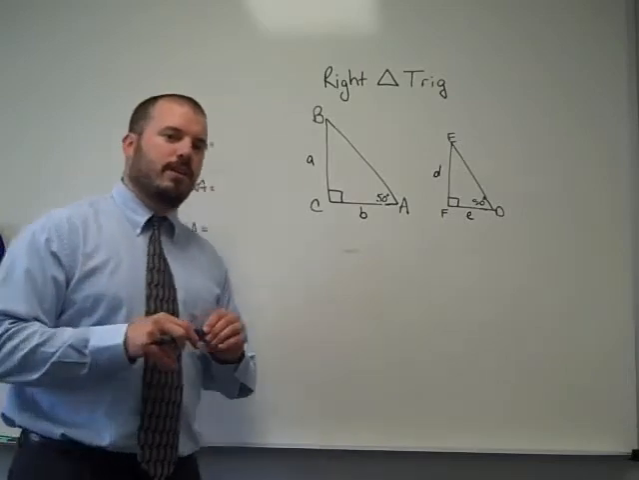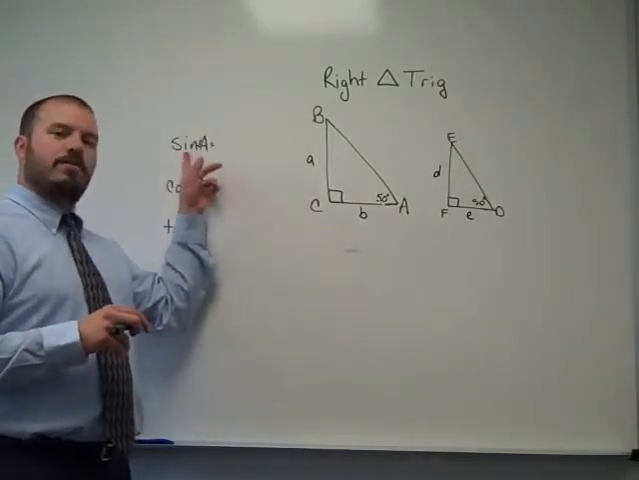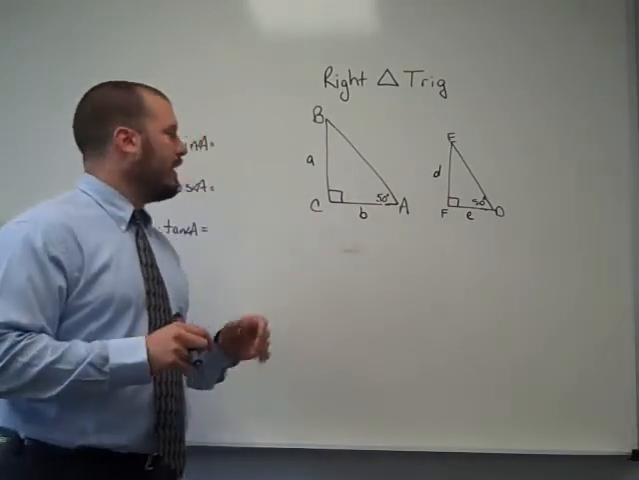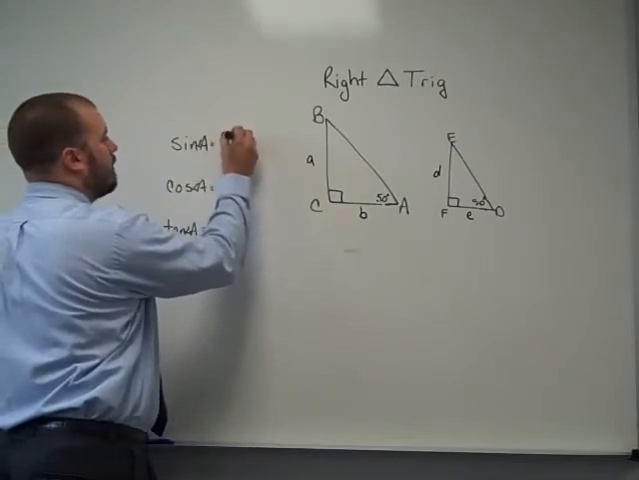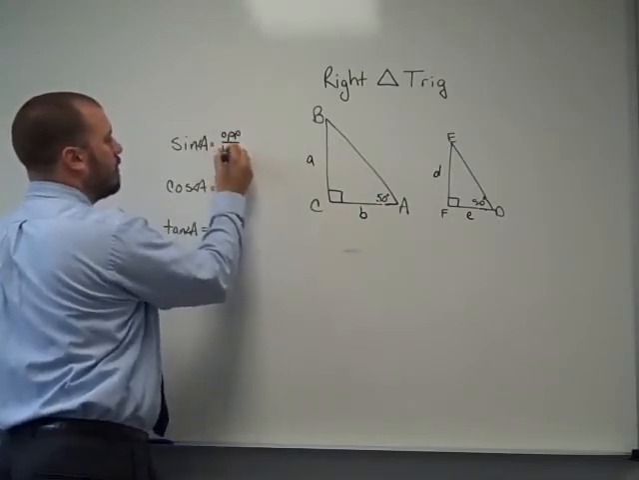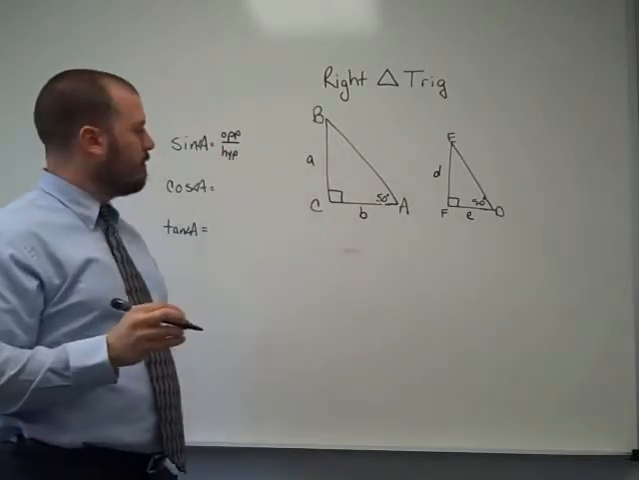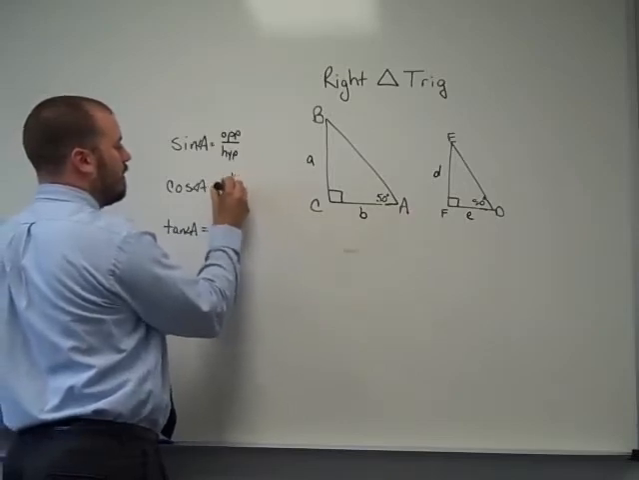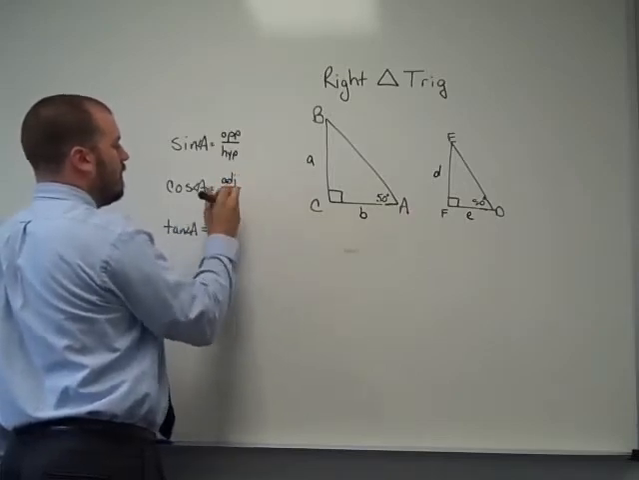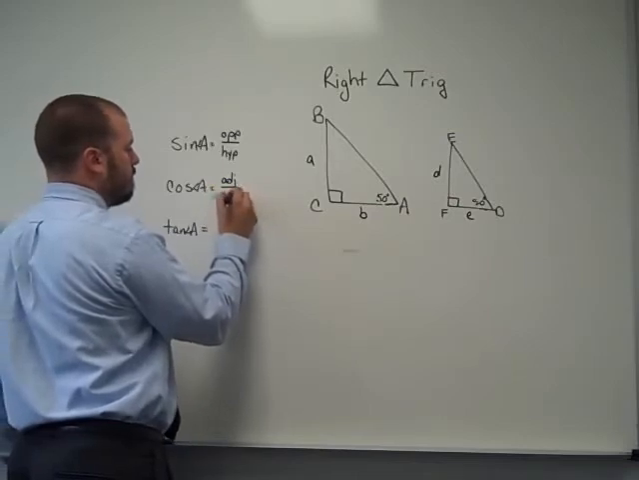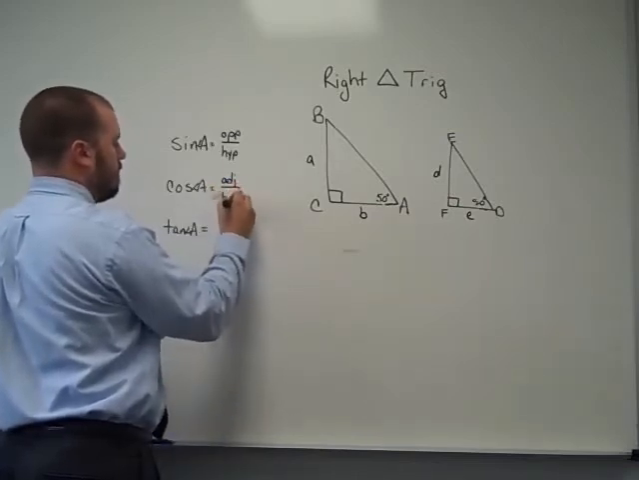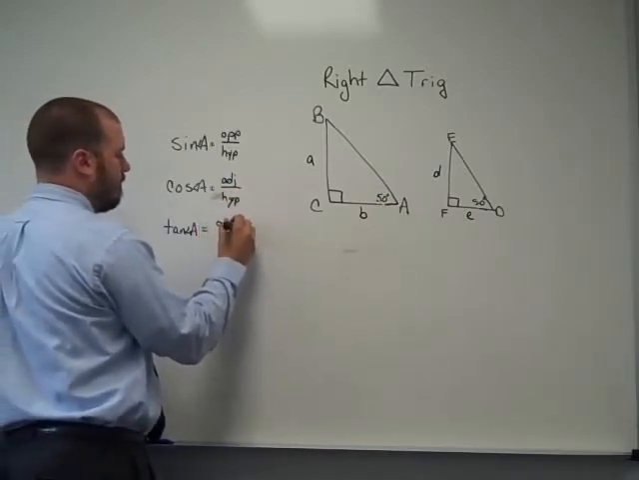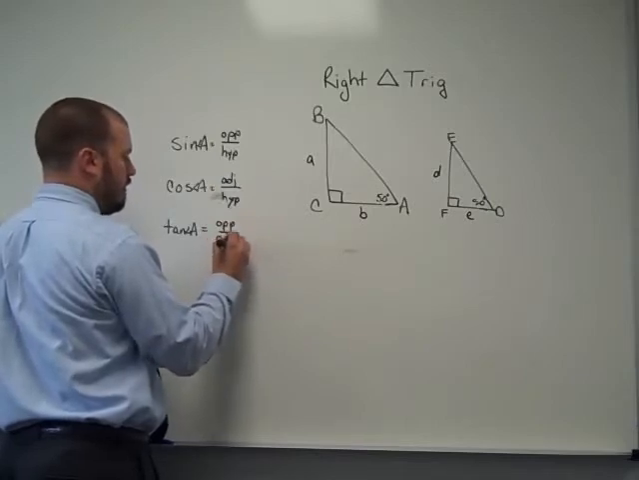There are three functions that we focus on with right triangle trig: the sine of an angle, the cosine of an angle, and the tangent of an angle. Now they're defined. Sine is defined as the side opposite the angle over the hypotenuse. The cosine of an angle is defined as the side adjacent to the angle over the hypotenuse. And finally, the tangent is defined as the side opposite over the side adjacent.